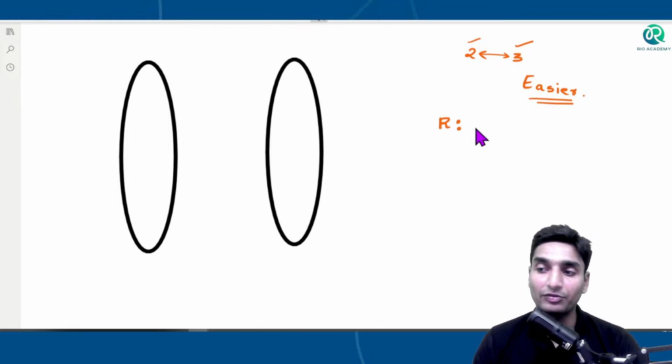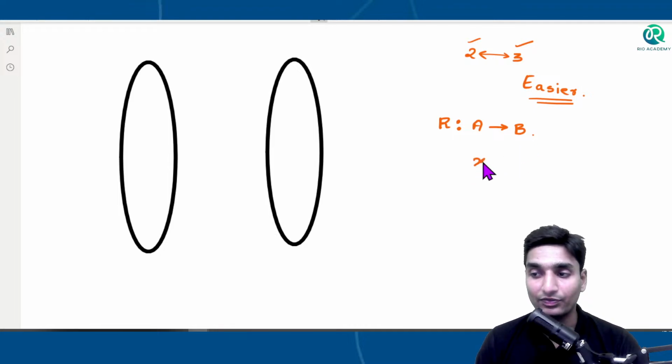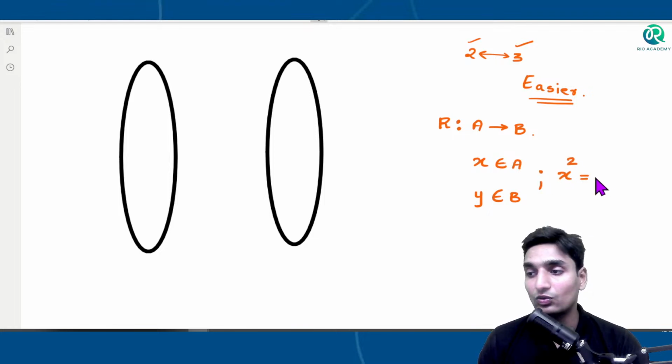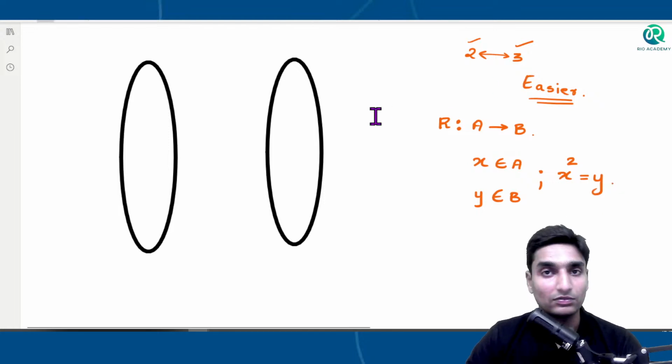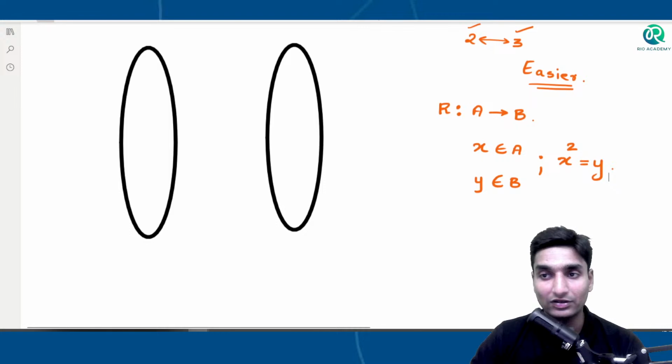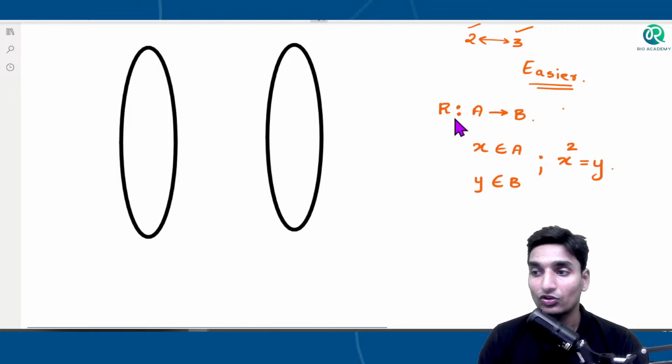Now we are defining a relation such that it is from A to B. And what is the condition? The condition given is X belongs to A, Y belongs to B, and also it's given that X square is equal to Y. Of course, guys, this is not in your syllabus, but this is very important in order to understand the concept of inverse trigonometry. So we are defining a relationship here between A and B.